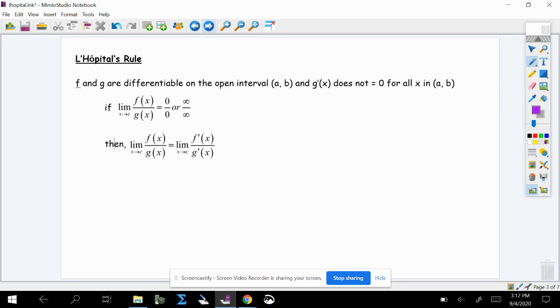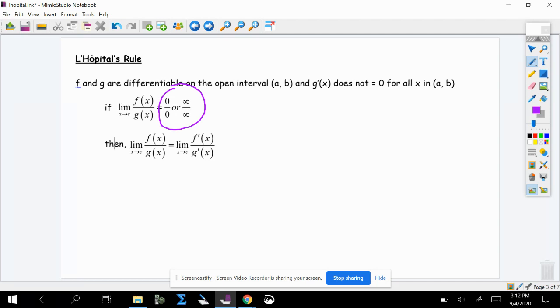So here's what his rule actually says. If you're trying to evaluate a limit that is rational, we're always dealing with rational things here, so we think of it as f of x is your numerator and g of x is your denominator. And you get a result that is indeterminate, so you get 0 over 0 or you get infinity over infinity. Then what his rule says is, well, you can try to take the derivative of the top.